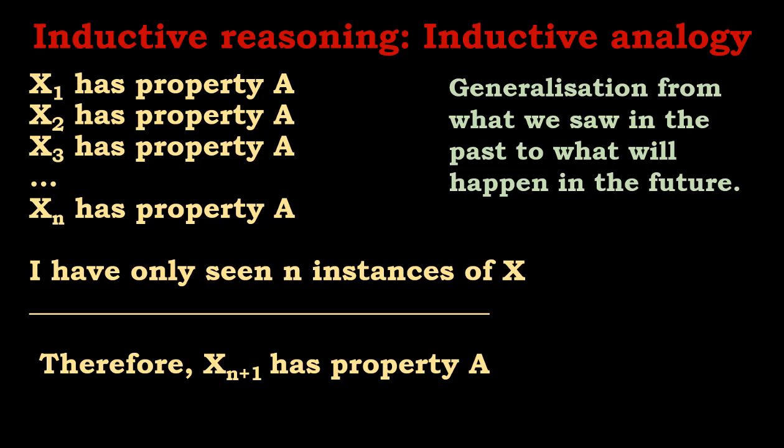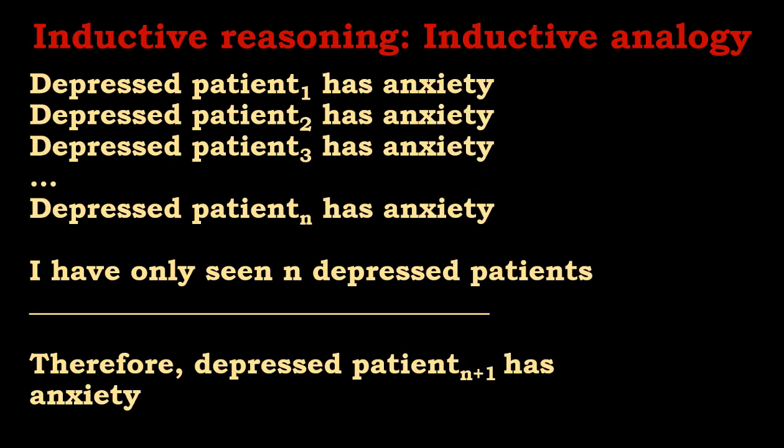Now, you may notice that we are not guaranteed that this will happen, and so we don't have certainty like we did when there was a valid argument in deductive logic. So let's see an example. Depressed patient 1 has anxiety, depressed patient 2 has anxiety, depressed patient 3 has anxiety, depressed patient n, let's say 100,000, has anxiety. I have only seen 100,000 depressed patients. Therefore, depressed patient 100,001 has anxiety.